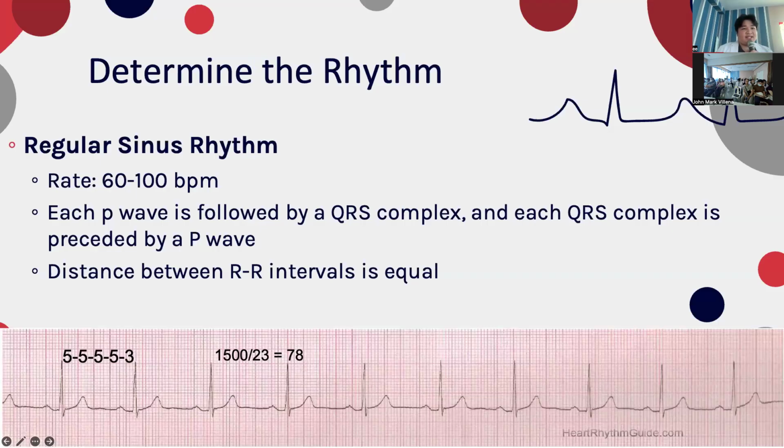So we have here an example of normal sinus rhythm. The rate is 60 to 100. Each P wave is followed by a QRS complex, and each QRS complex is preceded by a P wave. The distance between R and R intervals is equal.